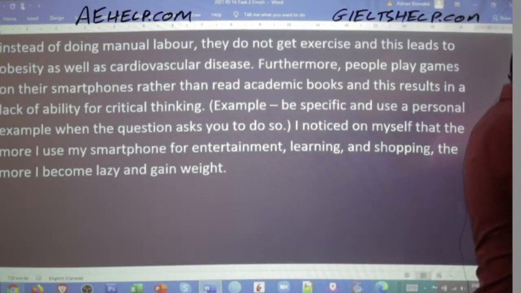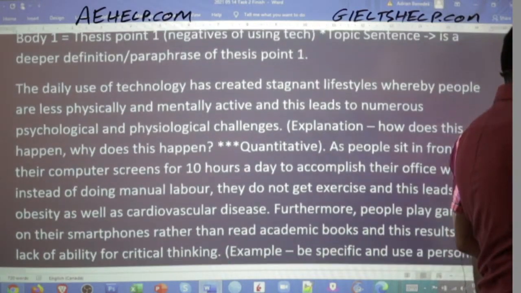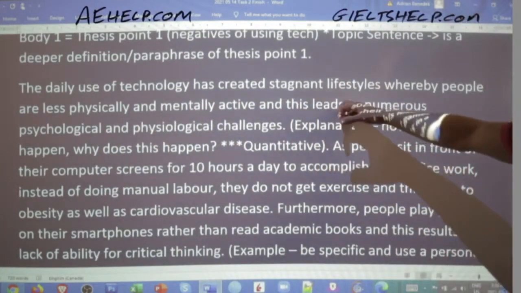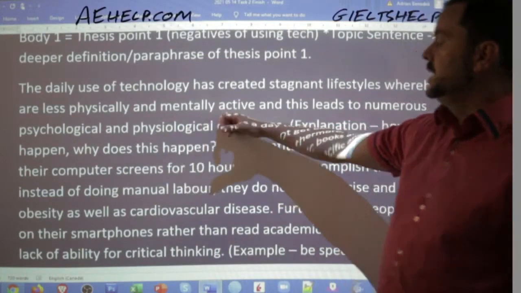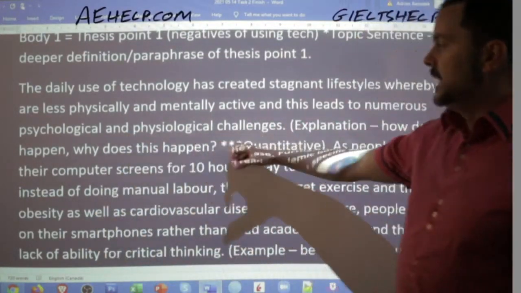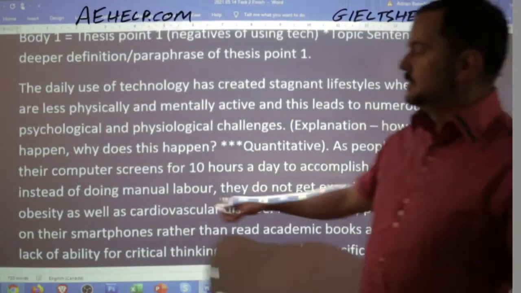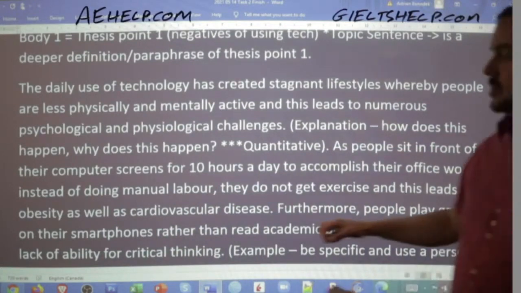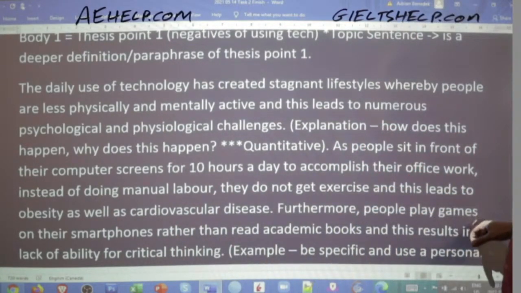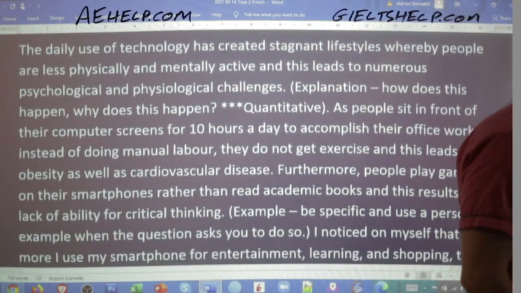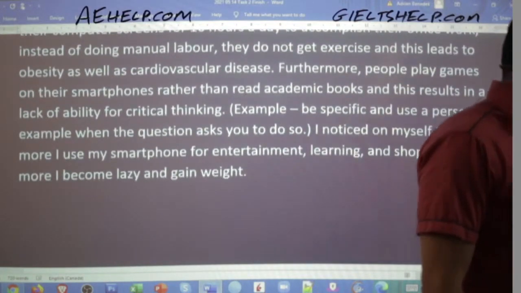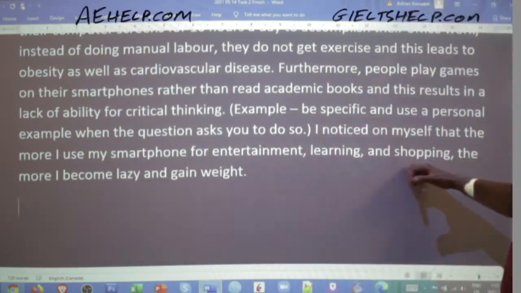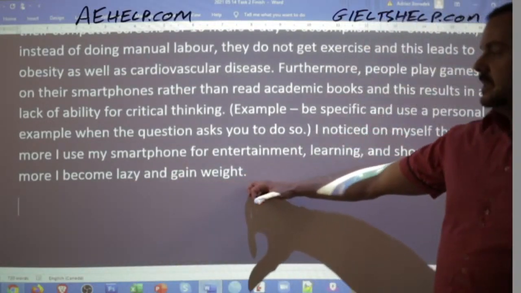All right, good. So when you're finished a body paragraph at home, you should check it, okay? So here, the daily use of technology has created stagnant lifestyles whereby people are less physically and mentally active, and this leads to numerous psychological and physiological challenges. As people sit in front of their computer screens for 10 hours a day to accomplish their office work, instead of doing manual labor, they do not get exercise, and this leads to obesity as well as cardiovascular disease. Furthermore, people play games on their smartphones rather than read academic books, and this results in a lack of ability for critical thinking. I noticed on myself that the more I use my smartphone for entertainment, learning, and shopping, the more I become lazy and gain weight.